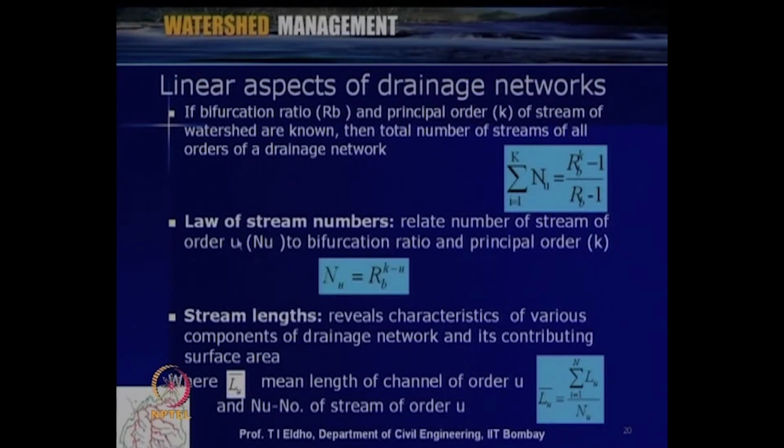Then another important definition as far as the linear aspect is concerned is the so-called law of stream numbers. This relates the number of streams of order u, that means Nu, to the bifurcation ratio and the principal order k. So, Nu is equal to Rb to the power k minus u, where Rb is the bifurcation ratio and Nu is the number of streams of order u. So, that is the so-called law of stream numbers.